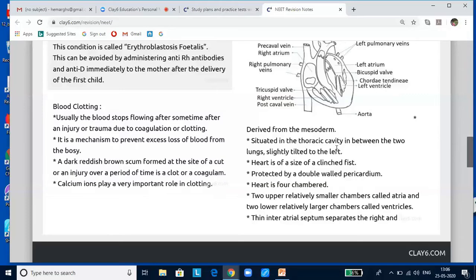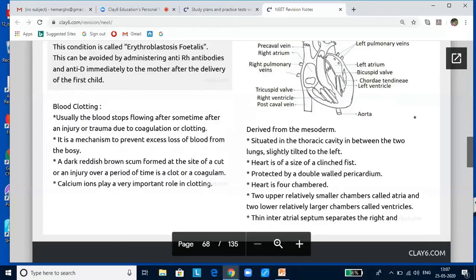A closed circulatory system is the system wherein the blood pumped by the heart is always circulated through a closed network of blood vessels. This is found in earthworm, nereis, mollusks and all the vertebrates. Now let us look at the human circulatory system.